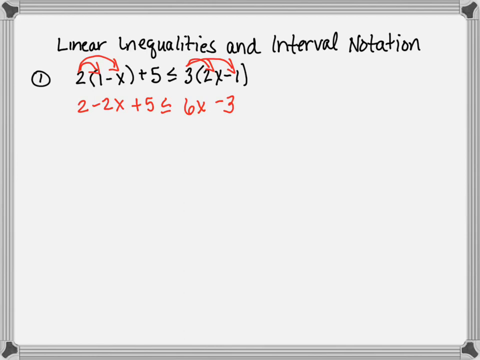So now we'll combine our like terms. We've got negative 2x on the left. We'll combine 2 and 5, so plus 7 is less than or equal to 6x minus 3.